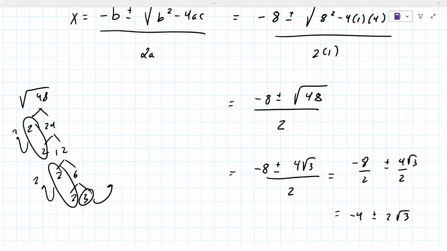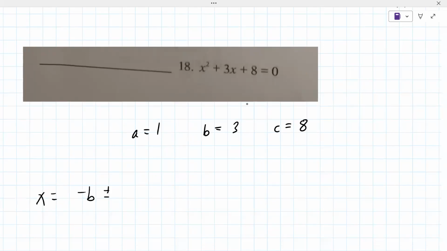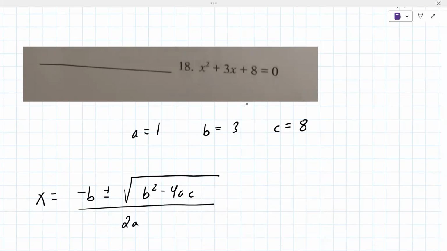Okay, I'm ready. All right. So the next question is another quadratic formula problem. Can you identify A, B, and C just like we did in the previous problem? 1, 3, and 8. Perfect. I like to write the formula every time. By doing this, I never forget it. I mean, I would eventually, but if you keep writing stuff down, you tend to never forget it.